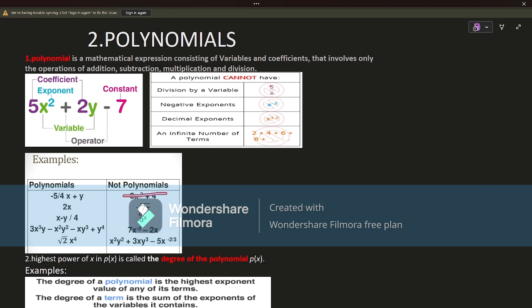Then come to root 7. Then come to 5^x. 5^x is not a polynomial because a variable cannot be the power of any fixed number. Then see another thing, 7x^(-3) - 2x. Here also the exponent is a negative number. So we can say that this is also not a polynomial. Here, in this expression, the variable has a negative exponent, meaning negative power. So we can say that this is also not a polynomial.